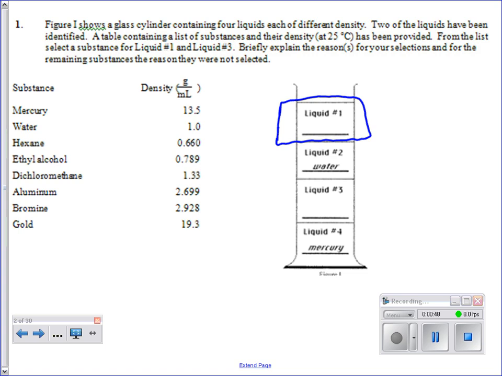Okay, I heard someone say hexane, and then ethyl alcohol, also known as ethanol. My question to you is, which one could it be? So let's first talk about this phenomenon of liquids sitting on top of other liquids. What is not actually going on if this is happening? I'm looking for a specific idea here. What is not happening to these 2 liquids if one is on top of the other?